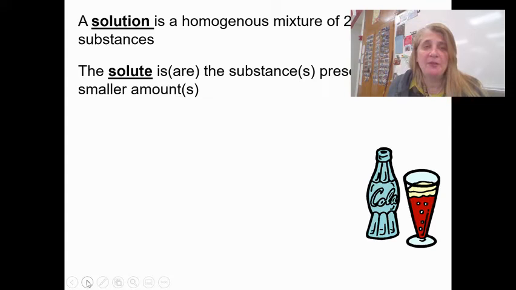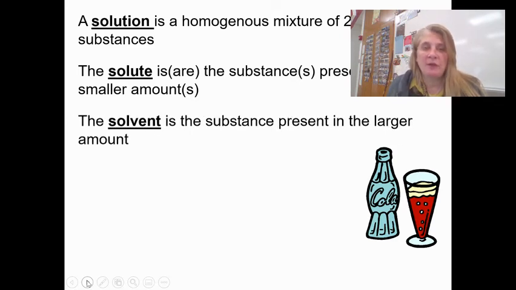So it's made up of the solute. The solute is what is being dissolved. So that's the substance that is present in the smaller amount. And then the solvent. The solvent is present in the larger amount.